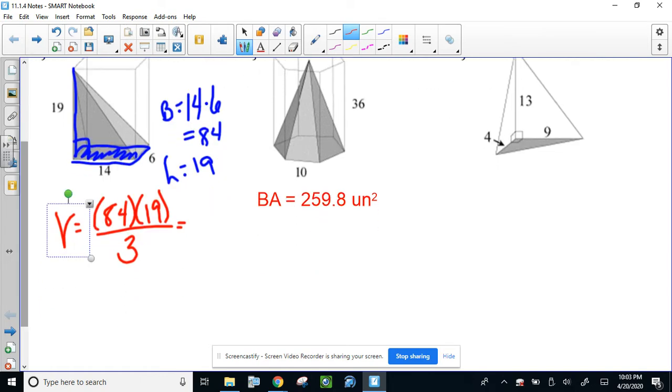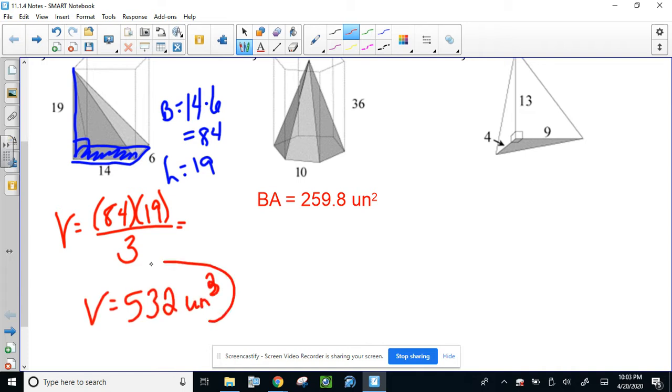Nothing too terrible there, I hope. That's going to give us a nice easy volume. Just calculating it, typing it in the calculator, and I get 532 units cubed, because it's the volume.